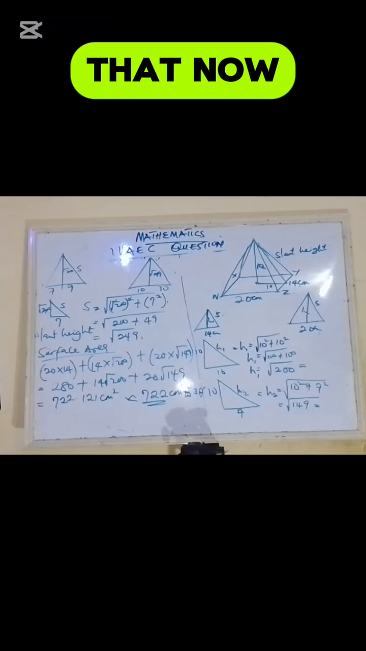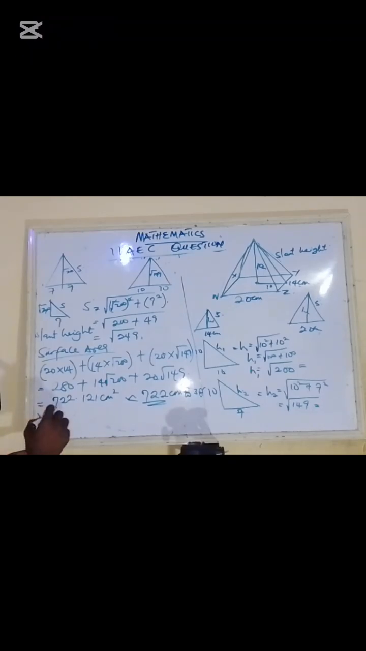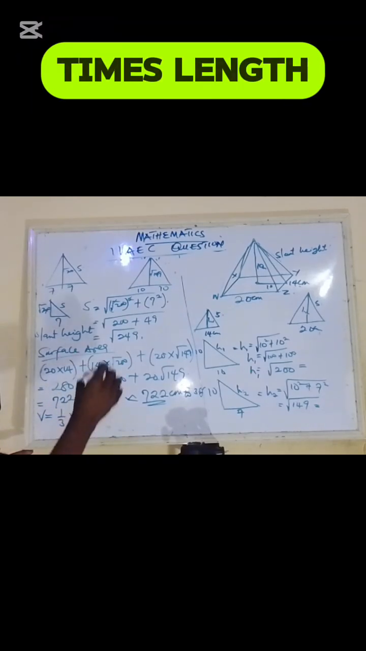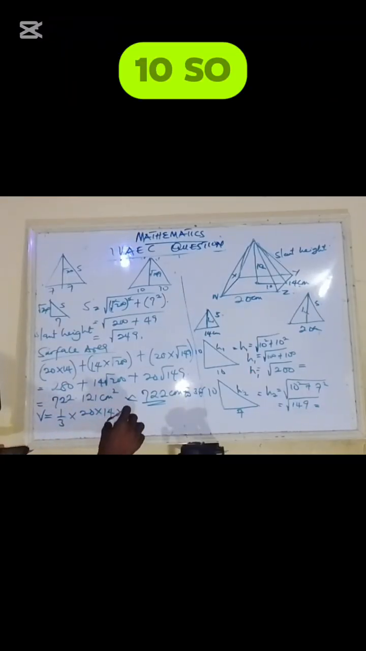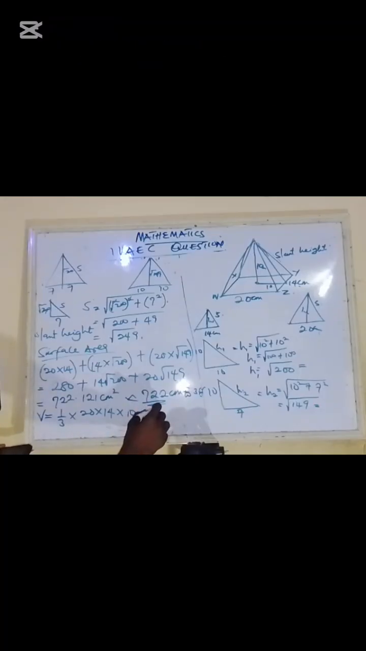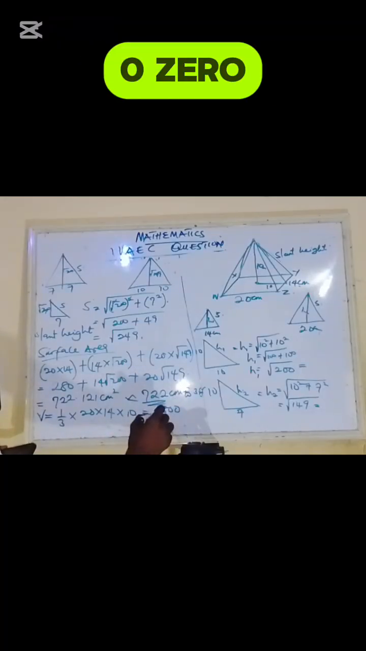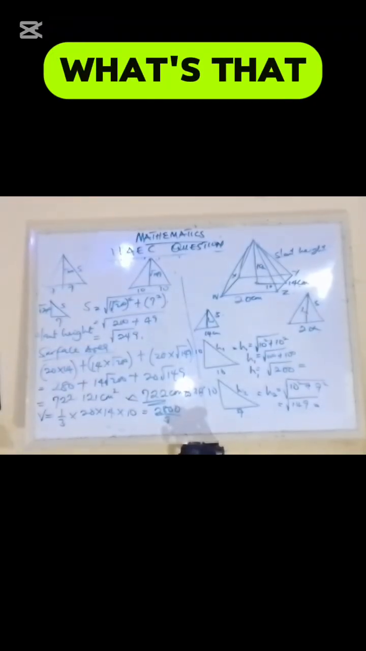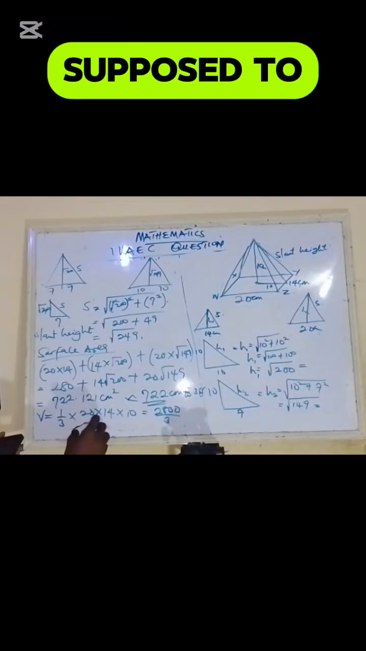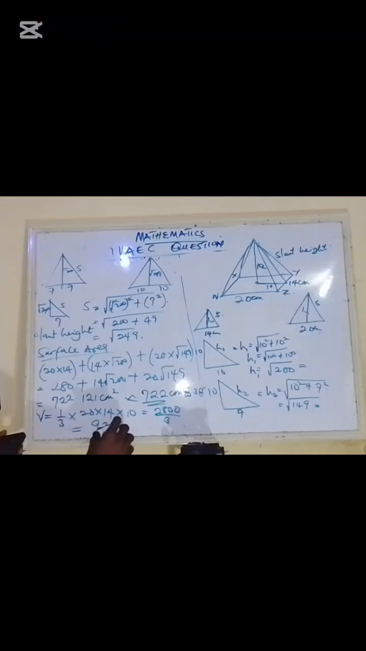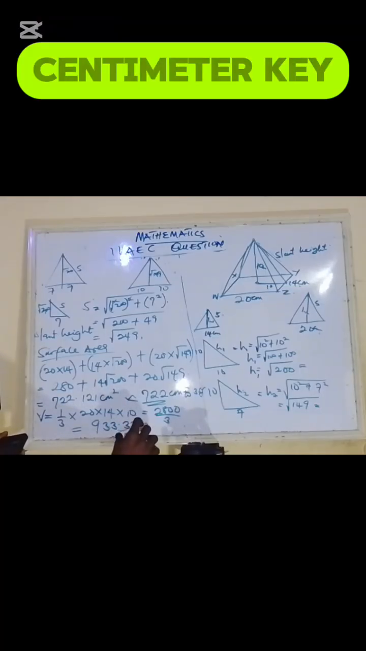That's that. And what's the last question? Find the volume. Volume equals one third times length 20 times breadth 14 times height 10. So this gives us 2800 over 3, which equals centimeters cubed.